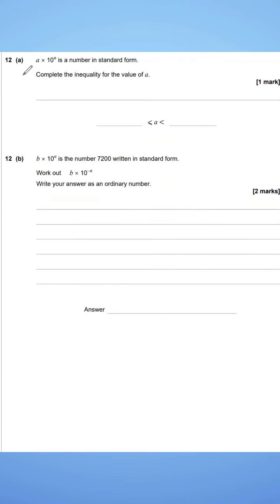Moving on to question 12. Part A says A times 10 to the power of n is a number in standard form. Complete the inequality for the value of A. So A has to be greater than or equal to 1 and less than 10.